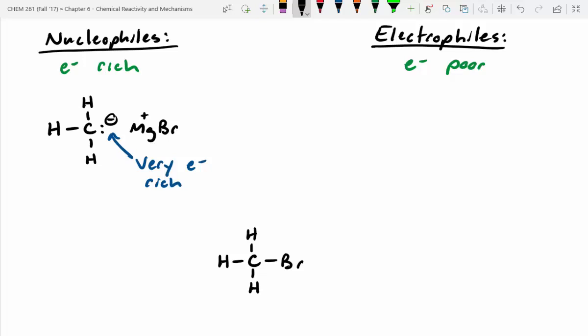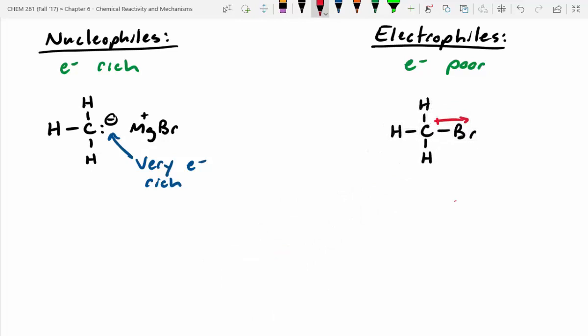And again, let's focus on the carbon. As organic chemists, we're primarily interested in the carbon. Is this going to be electron rich or electron poor as a carbon? Electron poor, right? Why? What about bromine? Yeah, electronegativity. Bromine's going to pull electron density away from that carbon. That means that that carbon is now electron poor.